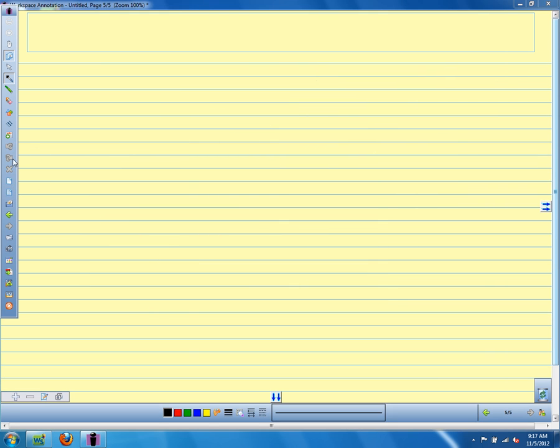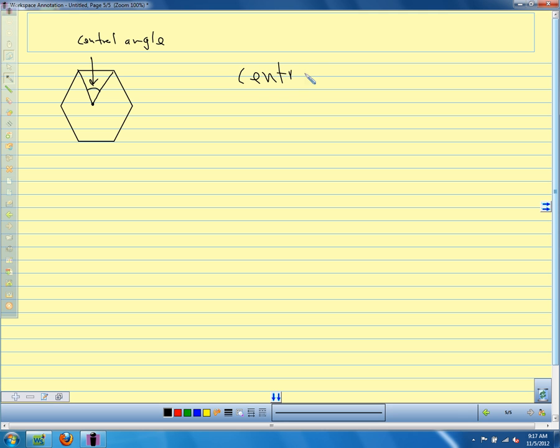So if we have a hexagon, this is the central angle. And the central angle for a regular polygon is 360 degrees divided by n also. So for a regular polygon, the central angle and the exterior angle are the same. So this is one that was on the quiz the other day.